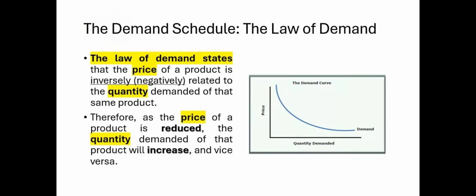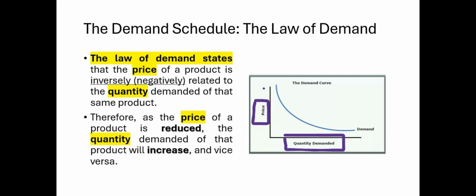Now, what is the law of demand? The law of demand states that the price of a product is inversely, negatively related to the quantity demanded of the same product. Again, the price is represented in the y-axis and the quantity is represented in the x-axis. And the relationship between these two, the price and the quantity demanded, is inversely or negatively related.